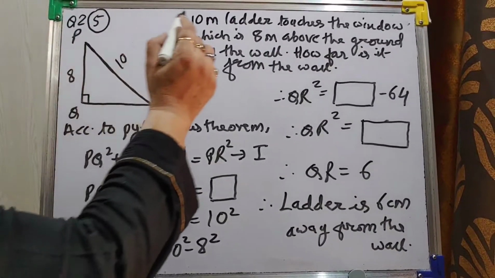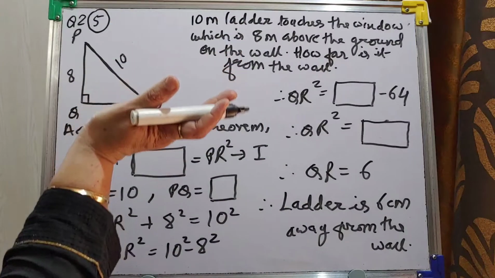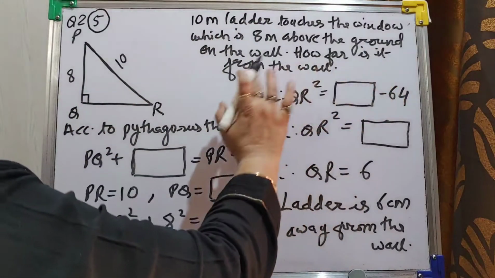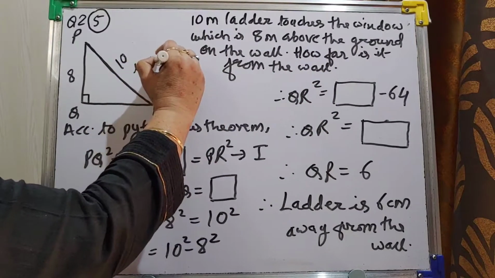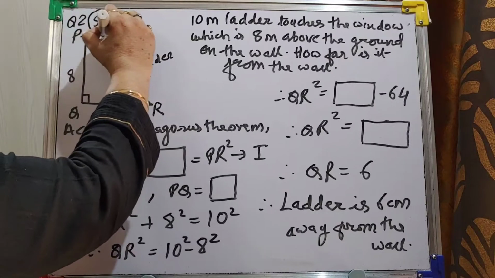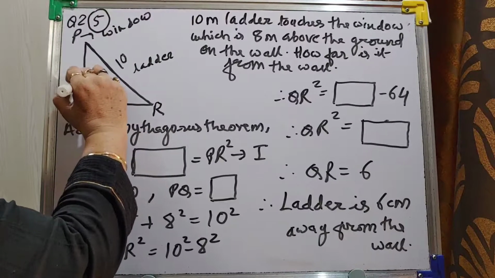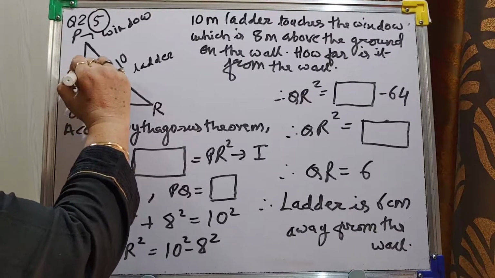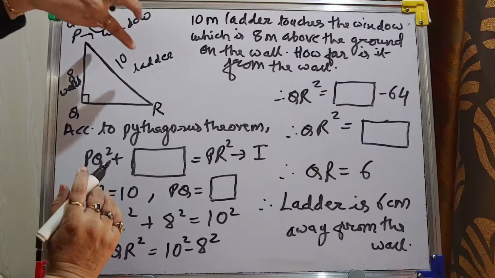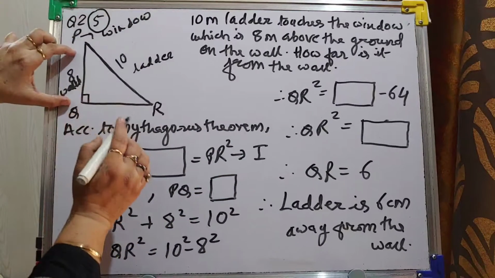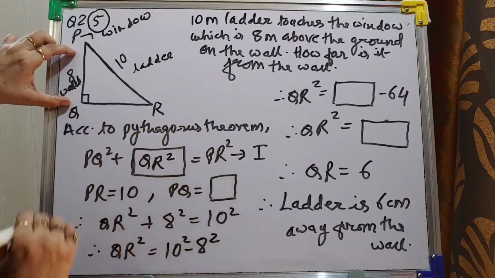Students, look here. A 10 meter ladder touches a window which is 8 meter above the ground on the wall. How far is it from the wall? So this is the figure. This indicates the ladder, this point indicates the window, and this is your wall. Now according to Pythagoras theorem, this is your hypotenuse. So PQ square plus QR square will be equal to PR square.